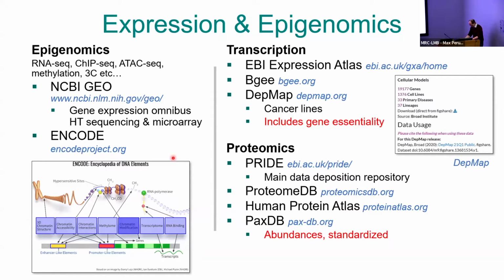Maybe just move a little bit more quickly through these. We've got transcription databases. So there's the EBI Expression Atlas, and that aggregates public microarray data and RNA-seq data, and it looks at expression of these genes in different tissues and in different biological conditions. And then there's also Bgee, which looks at the expression of genes in different species, which is another useful resource. In a different vein, there is DepMap, and this looks at, well, essentially they did a knockout study where they knocked out genes in different cancer cell lines.